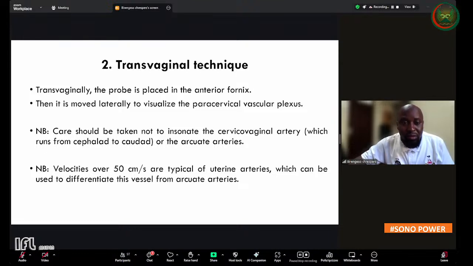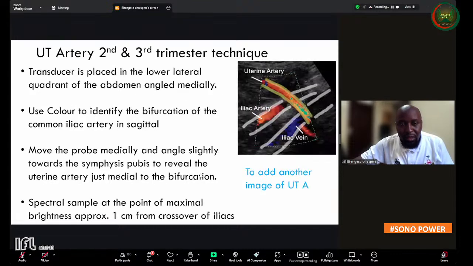So here, sometimes because of the paracervical vesicular plexus, we should take care not to insonate the cervical vaginal artery. We shall look at it and how it branches off from the other. And typically velocities over 50 centimeters per second are typical for the uterine arteries where we cannot adequately discern.